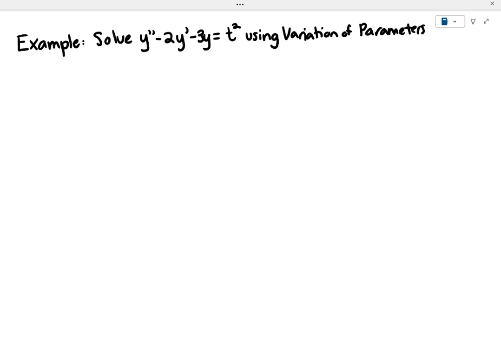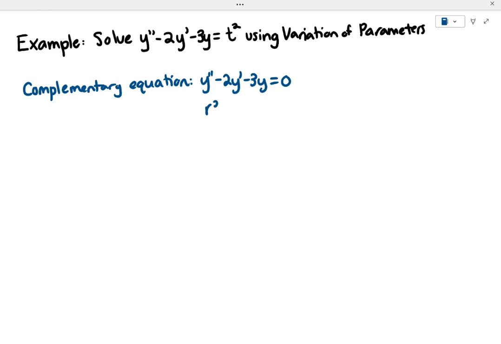To start solving any differential equation using variation of parameters, we need to find the complementary solution. The complementary equation for this example is y double prime minus 2y prime minus 3y equals 0. So the characteristic equation is r squared minus 2r minus 3 equals 0. Factoring the left side, I get r minus 3 times r plus 1 equals 0. So the roots are r equals 3 and r equals negative 1.